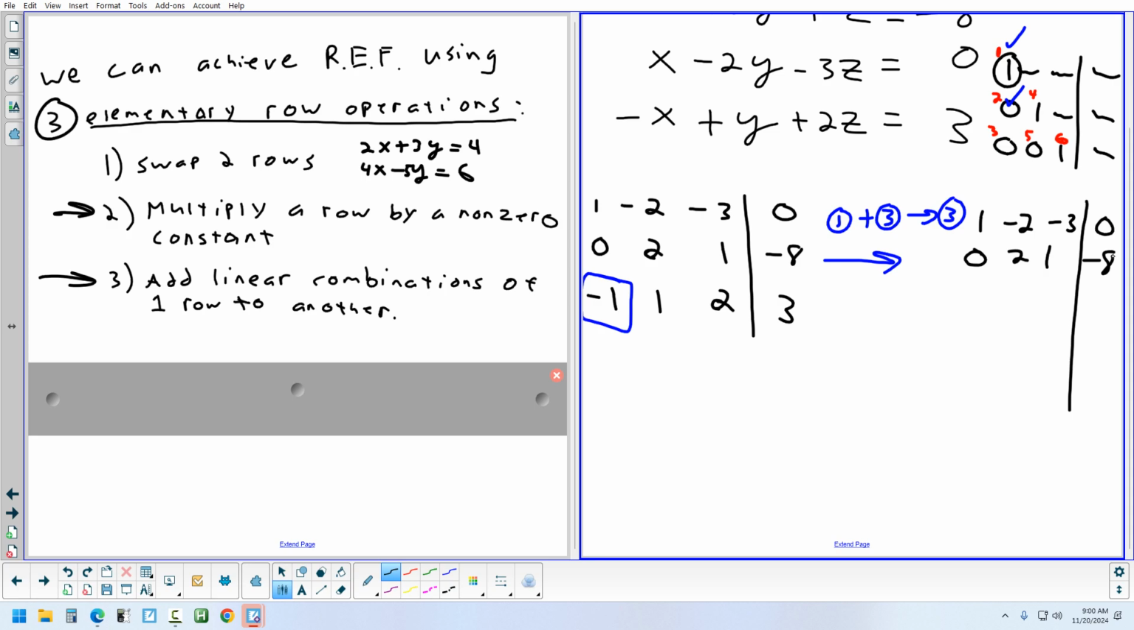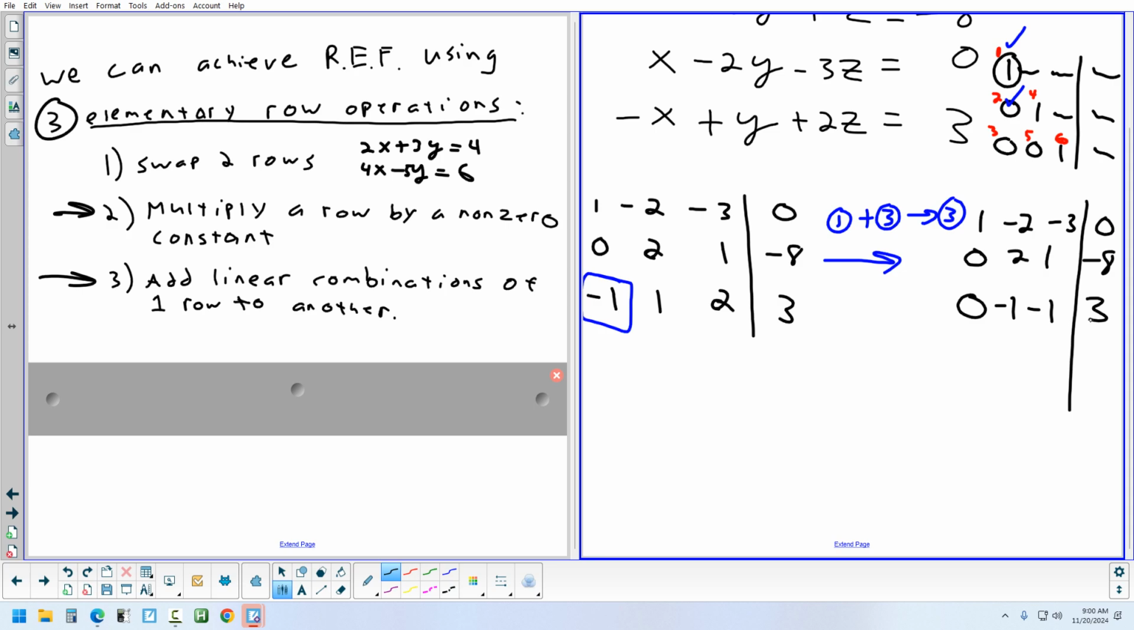Okay. So what's 1 plus -1? 0. What's -2 plus 1? -1. What's -3 plus 2? -1. And don't forget the other side. What's 0 plus 3? 3.